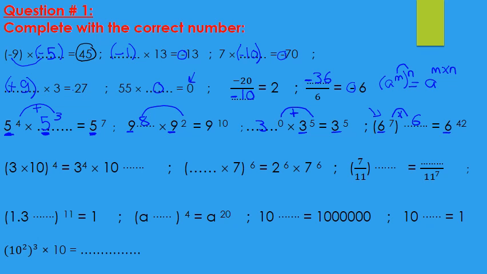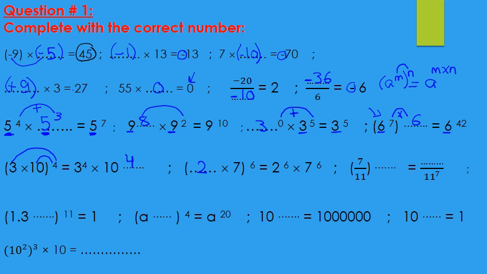Now this is a rule also. We have 3 times 10, all of it to the power 4. As we know, the power is for 3 and the power is for 10. So it will be 3 to the power 4 times 10 to the power 4. Also here, because we have a number multiplied by 7, all of it to the power 6, the missing number is 2. So 2 times 7, all of it to the power 6, equals 2 to the power 6 times 7 to the power 6.